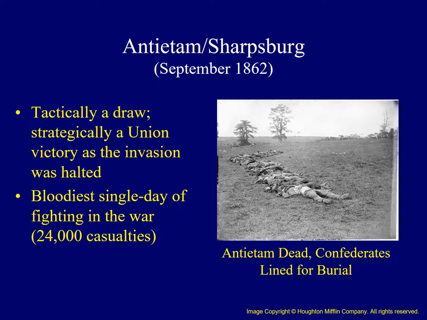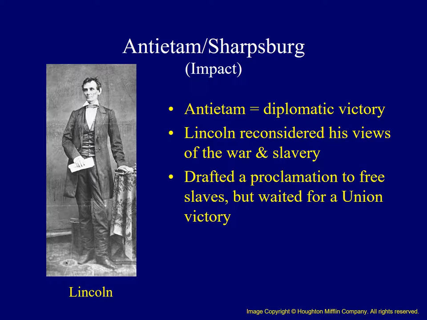Antietam was important for diplomatic reasons as well. For some time, Lincoln had reconsidered his views concerning the war and slavery. Over his entire political career, he had been morally opposed to slavery, yet he did not support abolition. He believed the institution of slavery would die on its own if it didn't expand. As the war continued and the death tolls rose, Lincoln drafted a proclamation to free the slaves, but he waited for a Union victory to announce this new policy.